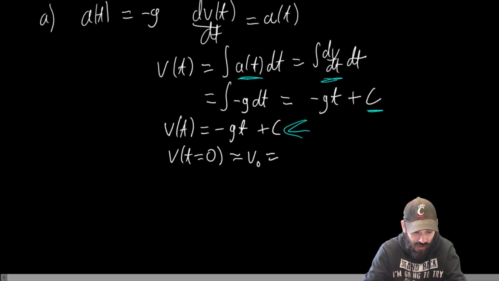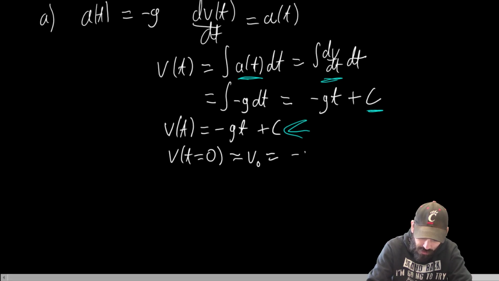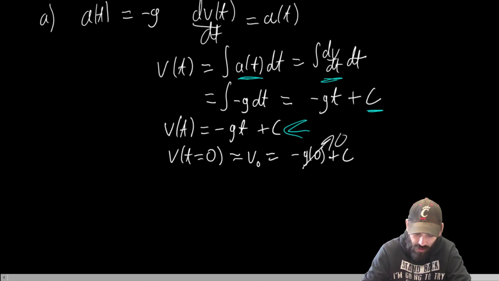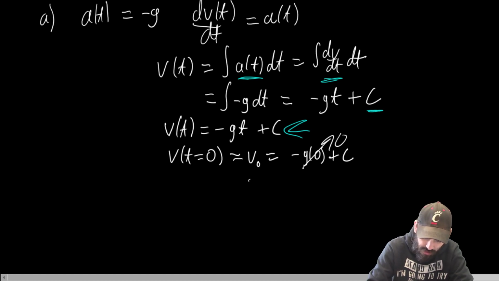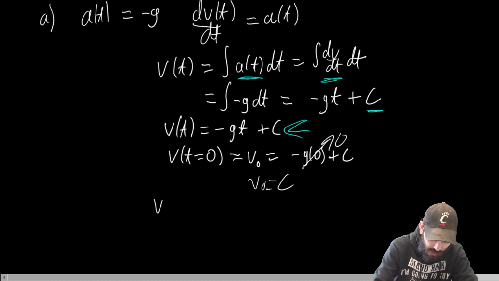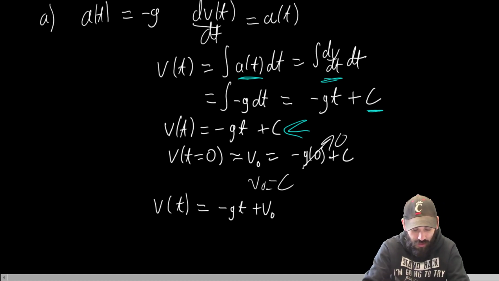And so that's just to say that this is going to be equal to minus g times 0 plus c. This term goes away, so that's 0. And then this says that v0 is equal to c. And so in the end, what we have is that our first kinematic equation says v of t is going to be equal to minus gt plus v0.